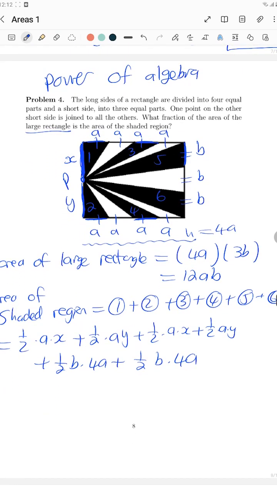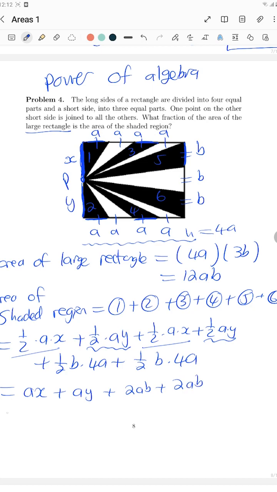Right, and now let's continue the maths. So I have a half ax over here and another half ax over there. So that can be simplified to just being ax. Here I have a half ay plus a half ay. That can be simplified to ay. A half times b times 4 times a: a half times 4 is 2, and b times a is the same as a times b.